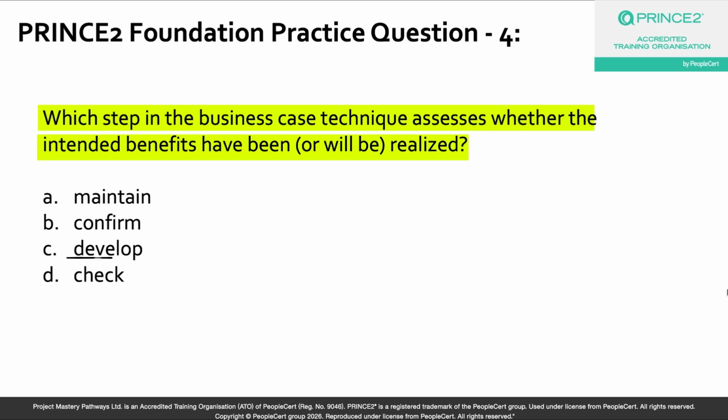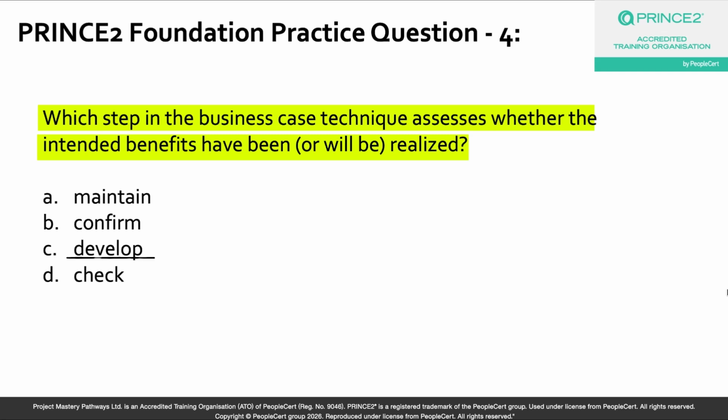Now, option C, develop. The develop step is about building the business case in the first place, right? It starts back in the pre-project scenario when the project mandate arrives and triggers the starting up a project process. At this point, the project team uses the mandate to develop the initial business justification, which gets documented as the outline business case inside the project brief. Then, during initiation, that outline business case gets developed further into a full business case.